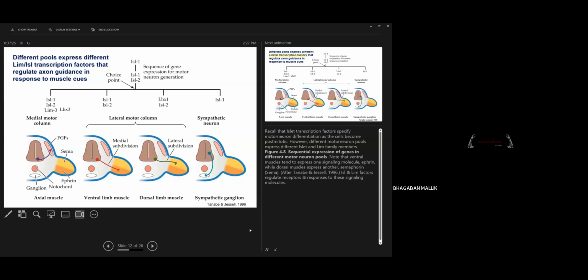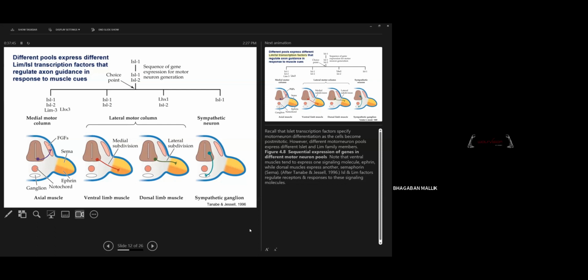So here they talked about the medial motor columns, how this transcription factor regulates axon guidance. I'll talk about that. Then they have talked about the lateral motor column, and then they talk about the sympathetic neurons. So we'll go one by one. We'll talk about the medial motor columns first.